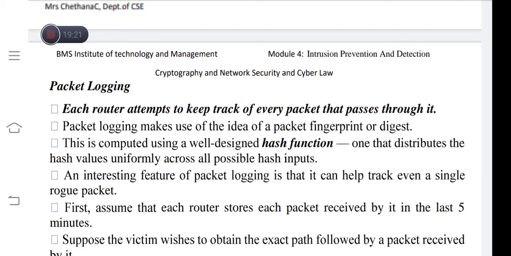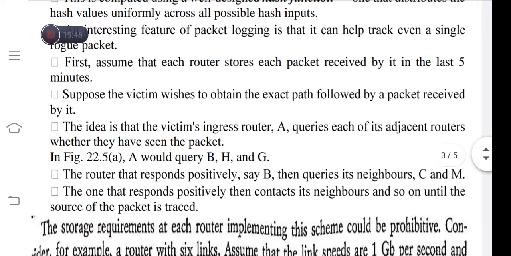Initially, it is assumed that each router stores each packet received by it in the last 5 minutes. In the last 5 minutes, whichever packets have been received by the router, it will be storing all those packets. Now, suppose the victim wishes to obtain the exact path followed by a packet received by it. The victim wants the path from where this packet has arrived at the victim.